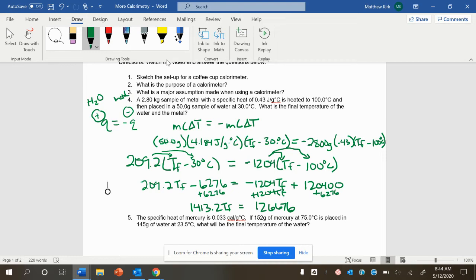And I get my final temperature, I think 3 sig figs, as being 89.6, and that would be degrees Celsius. So once some time had passed, after we put that heated up piece of metal into the water, the final temperature of both the water and metal would reach that equilibrium temperature of 89.6 degrees. Kind of a handful. Don't worry, I'll do another one.